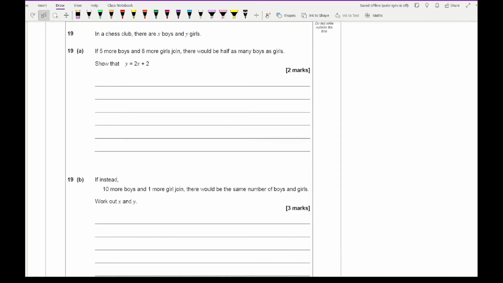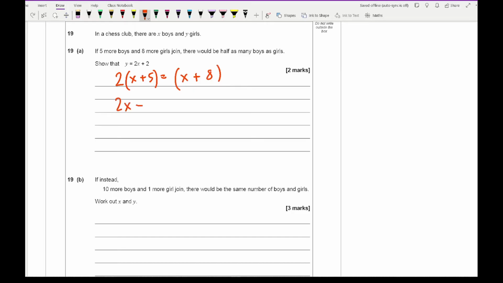Question 19, it says that in a chess club there are x boys and y girls. If 5 more boys and 8 more girls join in, then there will be half as many boys as there are girls. Now to try and translate this, if 5 boys joined, so x plus 5 equals, and if I then have half as many boys as there are girls, if I multiply that by 2, then I would have the same amount of girls, which is where 8 have joined. So what I've got is this situation here.